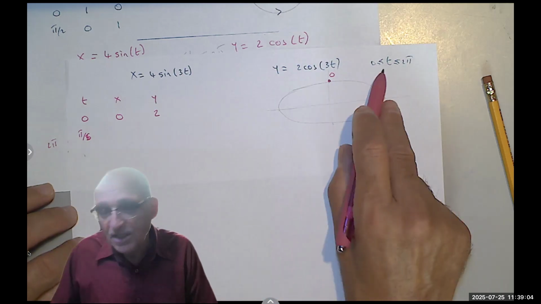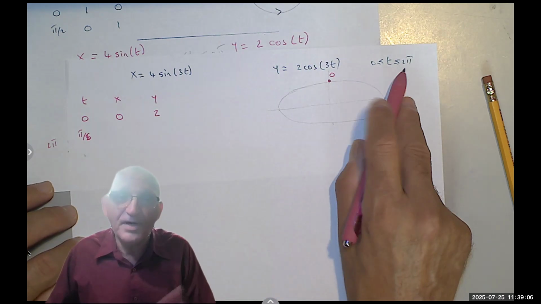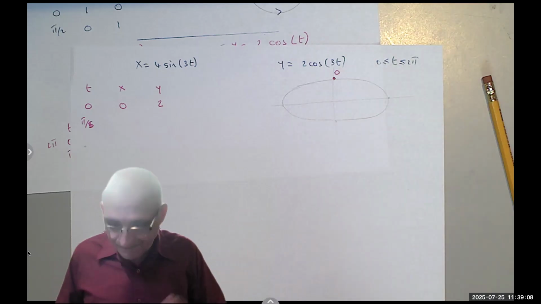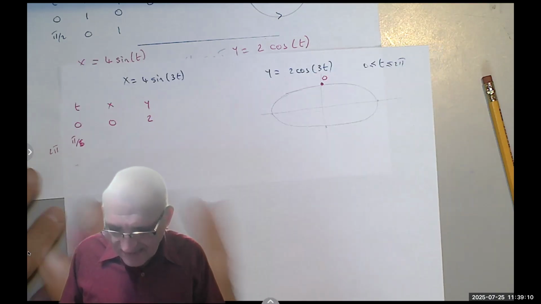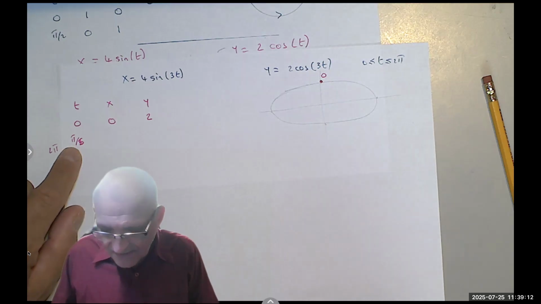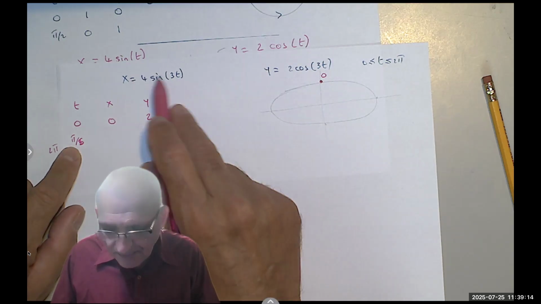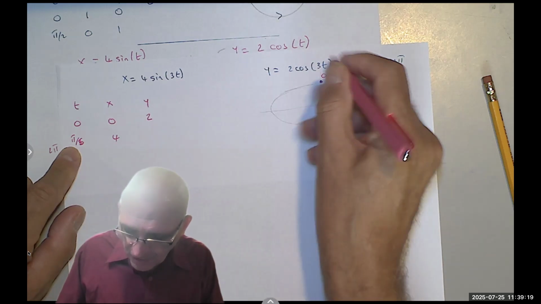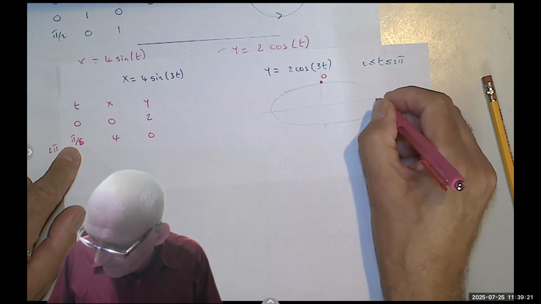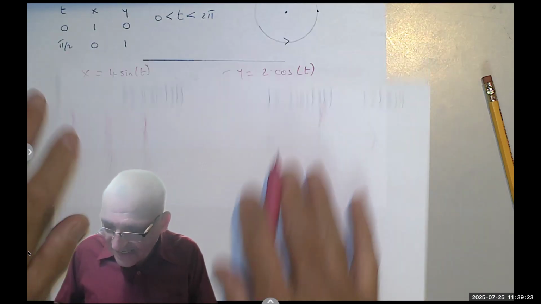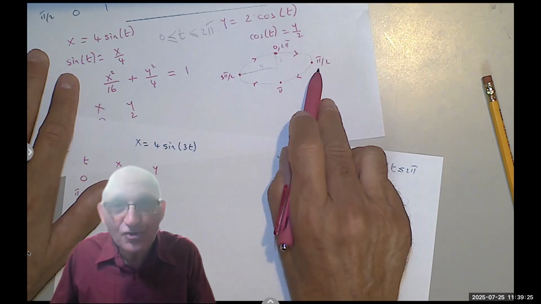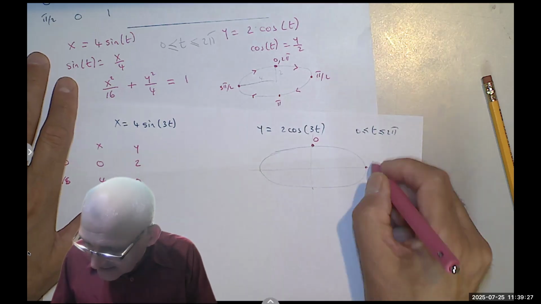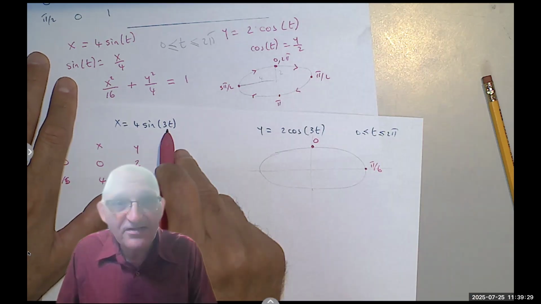Unless they tell you you're going from 0, say, to pi over 3. Anyway, let's look at that. So pi over 6 times 3 is pi over 2. Sine pi over 2 is 1. 4 times 1 is 4. Of course, cosine pi over 2 is 0. So like before, I am here. But notice, I reach that here at pi over 2. But this is 3 times smaller because I have 3 here.